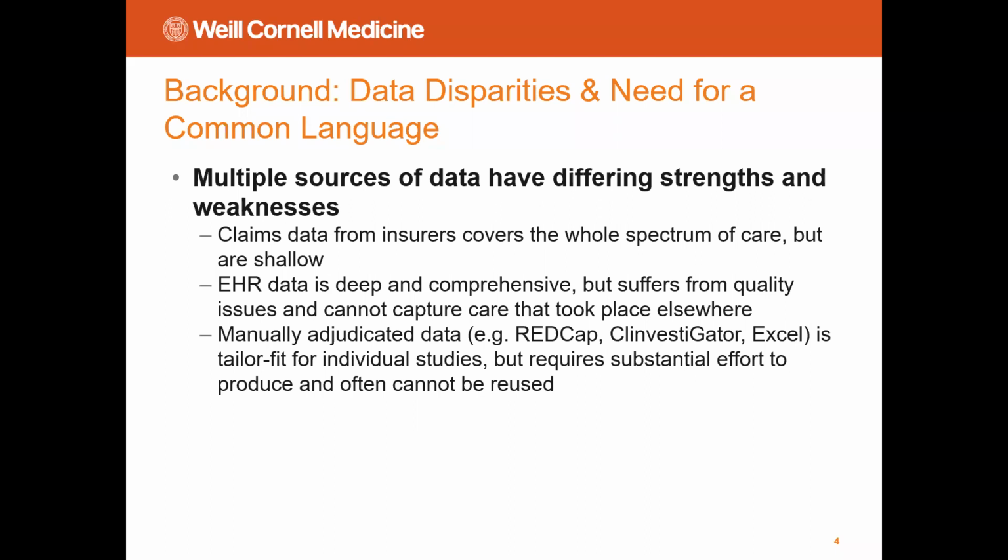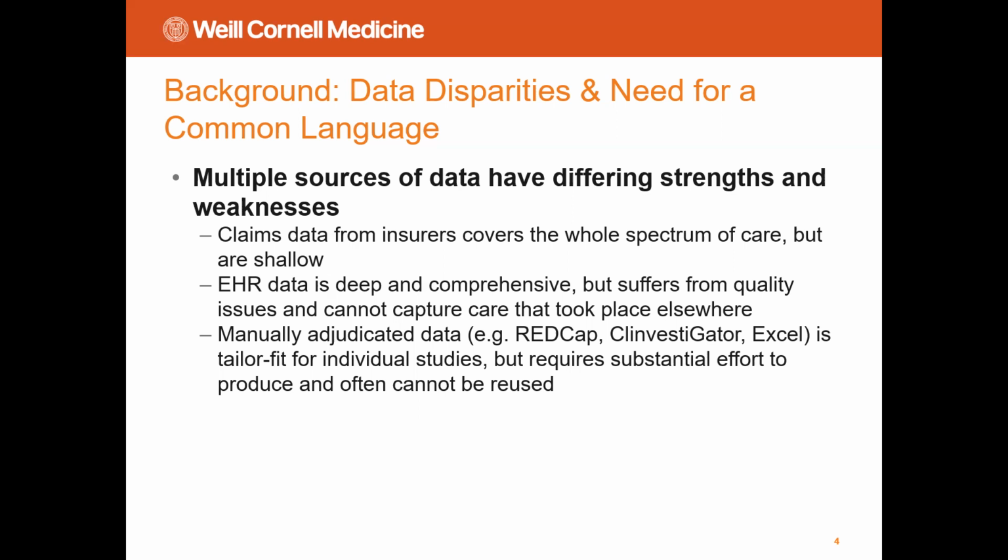EHR data is the second place that people get data to do these large observational studies, and EHR data suffers from the opposite problem. If you think about the data that we at Weill Cornell have access to in our electronic health record, it's really deep for what we do. If we do a lab, we know what the lab value was. If we order a CT scan, we can get the report back from the CT scan. But it's not going to capture care that took place anywhere else.